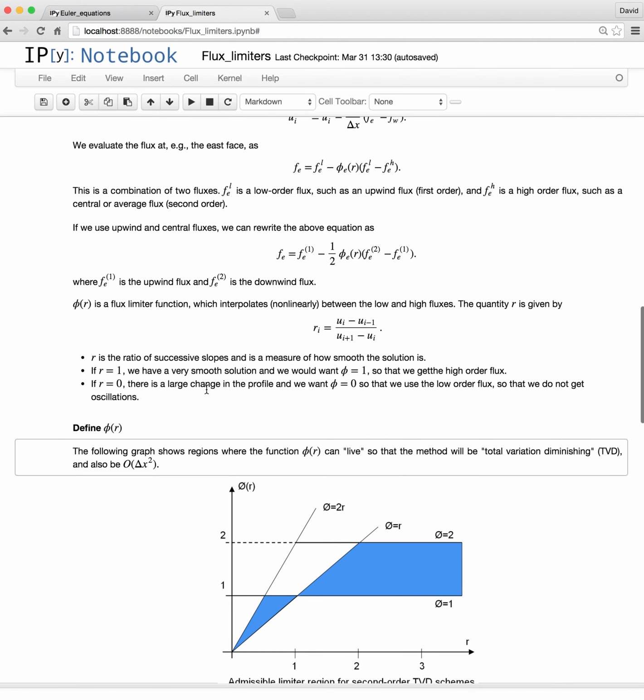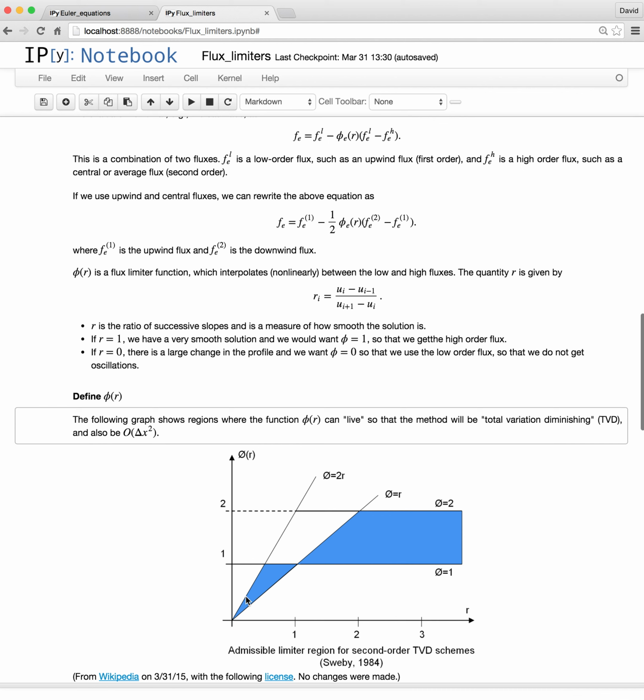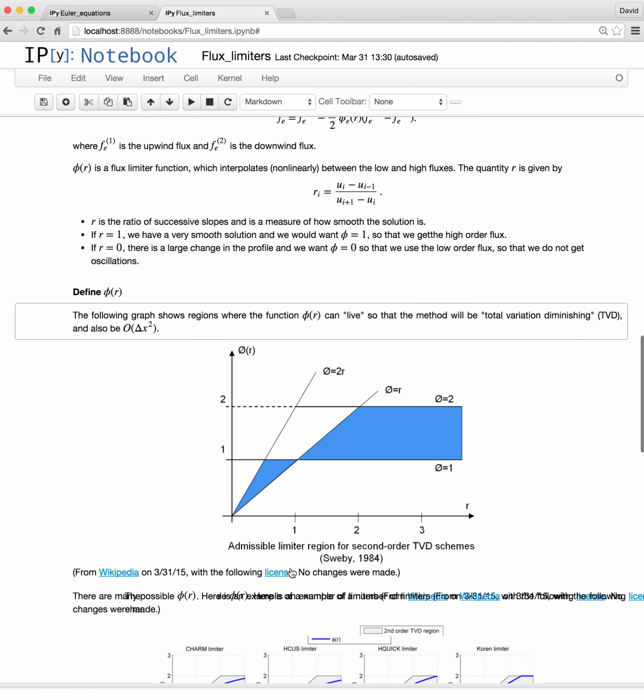So we're not going to go into the details of how this function phi is computed, but the following graph shows that functions that are second order and also have the property of not generating any oscillations are going to be functions that pass through the blue region. Okay, so we call that a TVD scheme, total variation diminishing. That basically means if you have oscillations, you're not making them grow. If you don't have oscillations, you won't create any. So total variation diminishing. And any function that goes through this blue region is going to be a valid flux limiter that we can use.